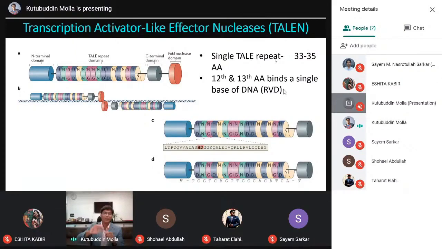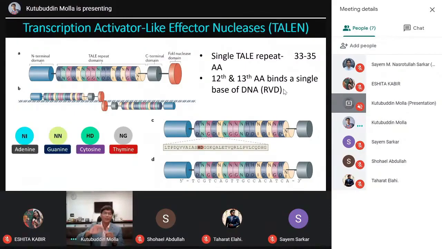One single TAL repeat is nothing but 33 to 35 amino acids. Here is a TAL effector, and a lot of protein engineering is actually involved to make this TALEN. So it is also very difficult to repurpose one TALEN to another TALEN. So it's also a hard protein engineering task.